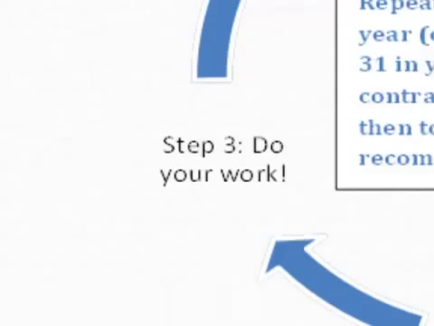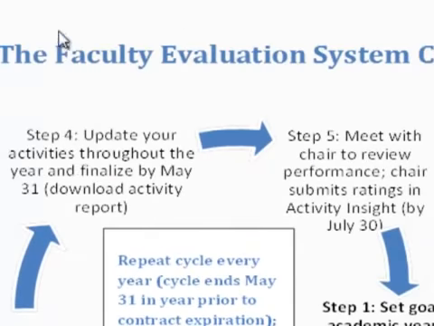Remember to request the right number of IDEA evaluations, and I suggest that you get used to entering your activities regularly onto Activity Insight, just as you would onto your CV. Remember that you can print a generic CV from Activity Insight too. Steps 4 and 5 then will occur in May and June. At minimum, you'll enter all your activity by the end of May and create, save, and upload the activities report. In June, you'll have your meeting with your chair, go over how you did, as well as what you intend to do for the next year. Chairs will submit ratings, and the cycle starts again.